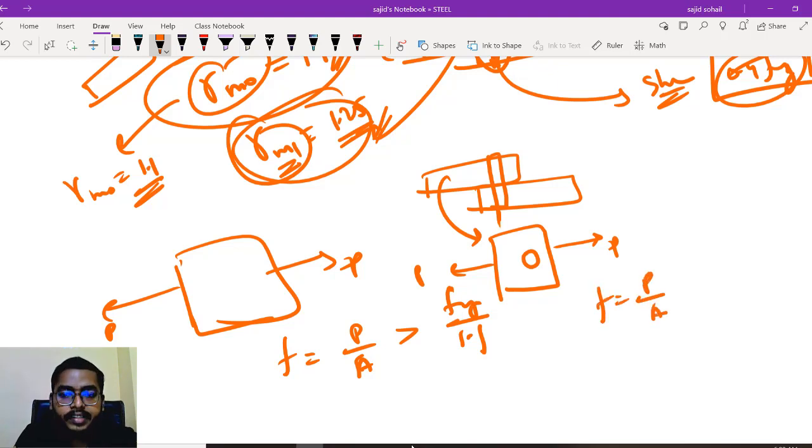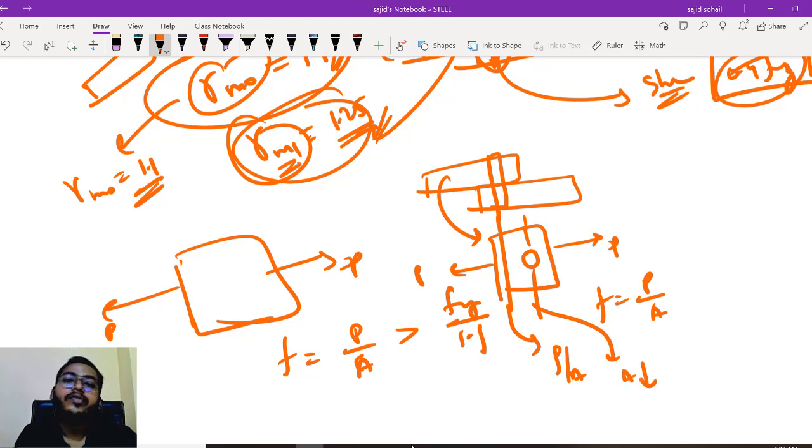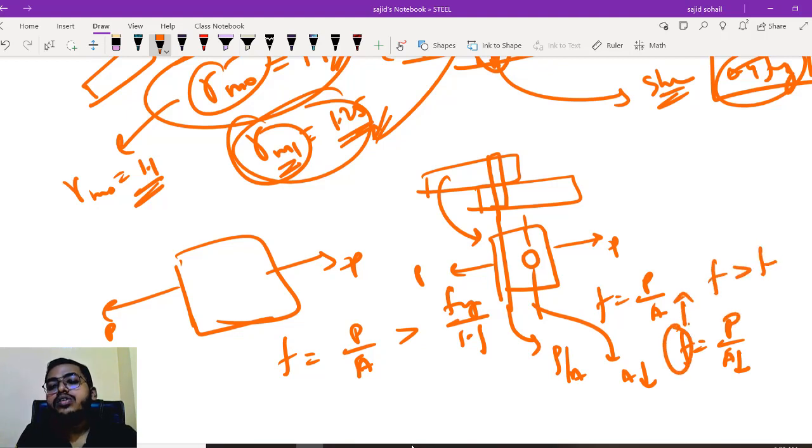So what is happening here? At this section the stress induced is P by A. But at this section what is happening? My area is decreasing. So P by A, with A decreasing, the stress will increase. As the stress increases and crosses my Fy by 1.1, my structure is going to fail. Agreed or not? Is it understood or not?